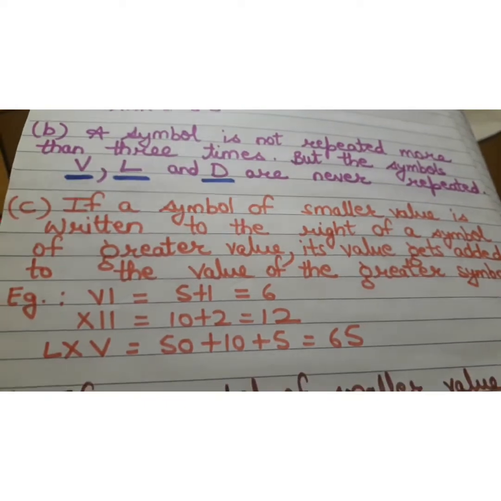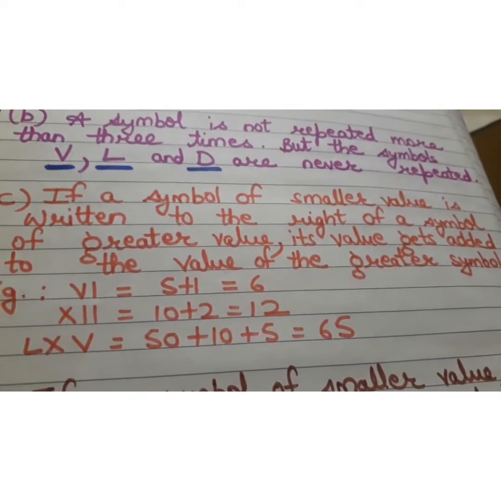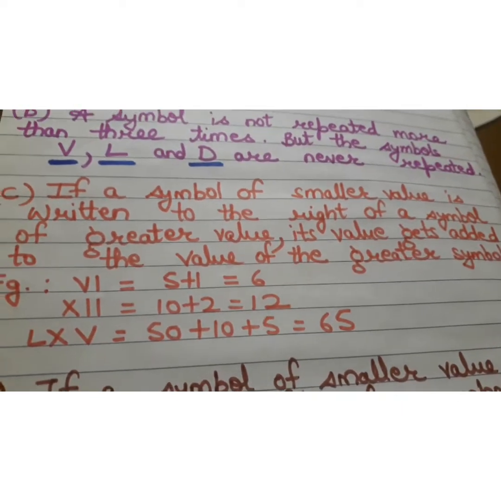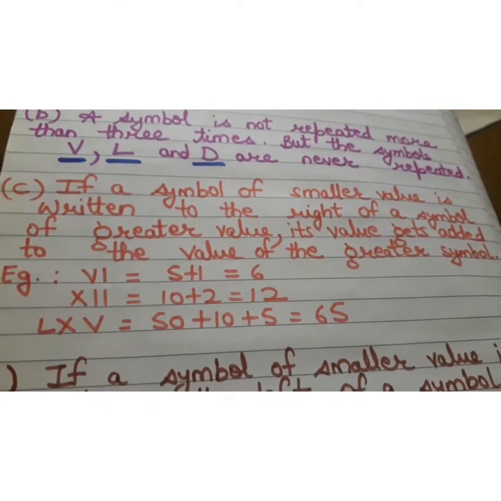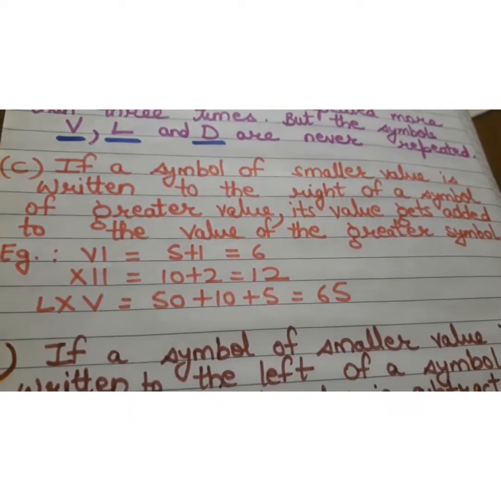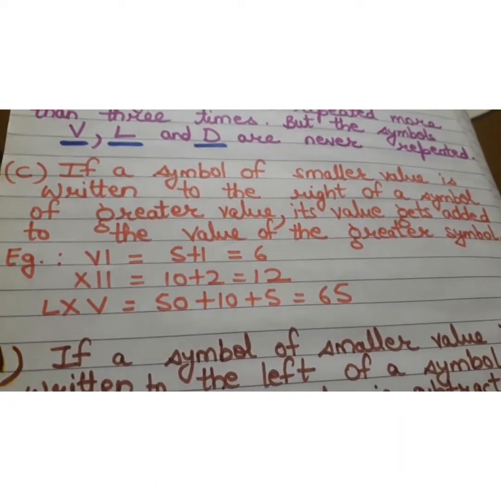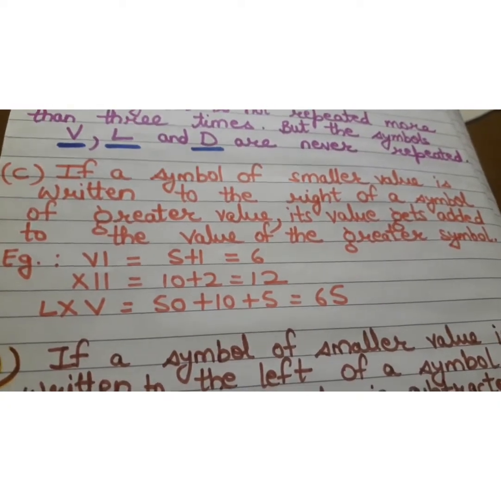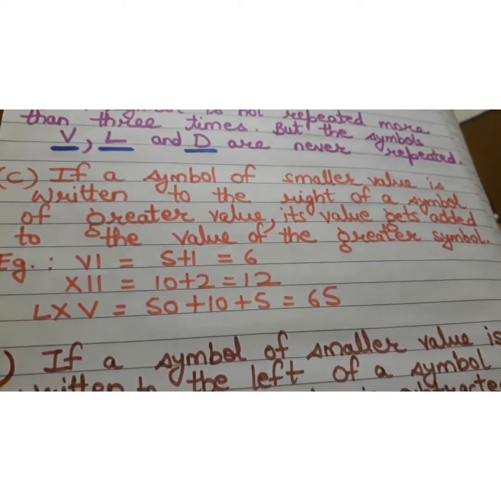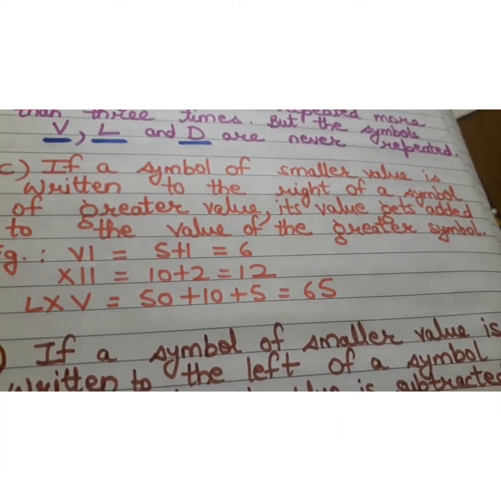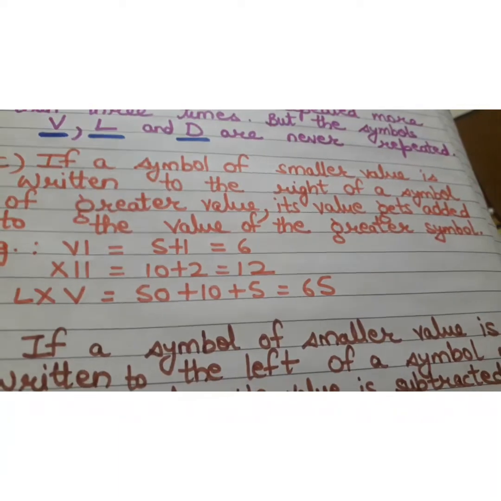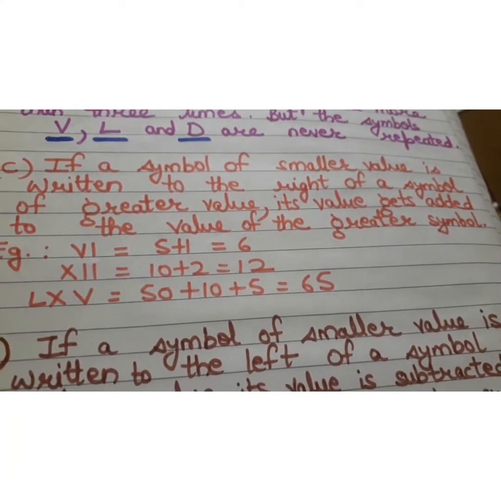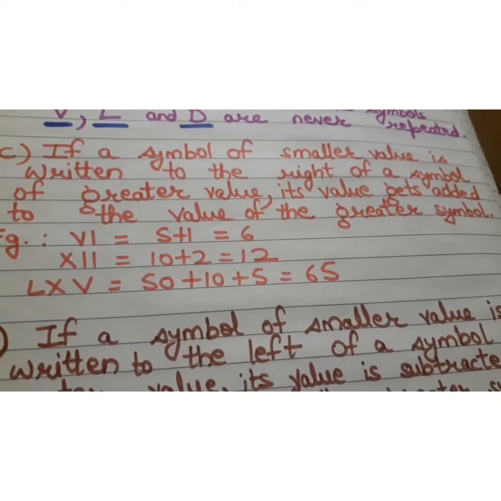Third rule: if a symbol of smaller value is written to the right of a symbol of greater value, its value gets added to the value of the greater symbol. For example, VI means 6 in Roman numbers. It will become 5 plus 1, because the symbol of smaller value, 1, is written to the right of V. So it gets added and it becomes 5 plus 1, 6.